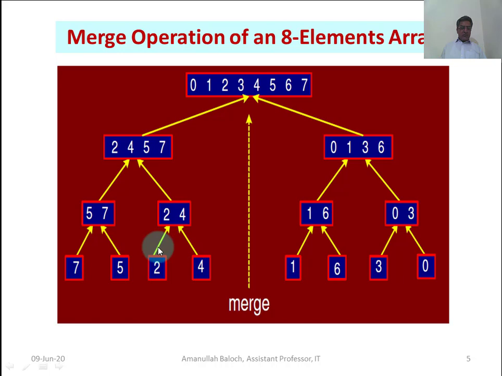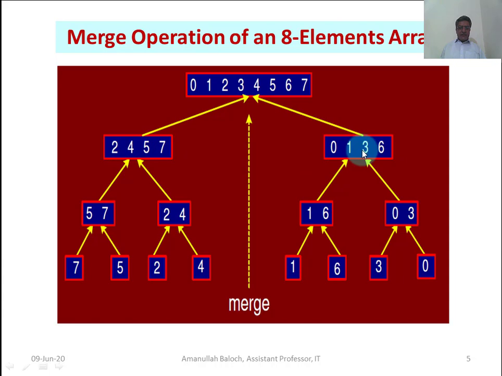And here when we merge 1 and 6, these are two single-element arrays and sorted arrays. So the merging operation is performed on sorted arrays. 1 is less than 6, so 1 will come first and 6 will come later, second. Here 3 and 0, 0 is less than 3, so 0 will come first, 3 is second. Similarly these two arrays will be merged into this one, and these two will merge into this one, and these two sorted arrays, 2, 4, 5, 7, this is a sorted subarray, and this is another sorted subarray.